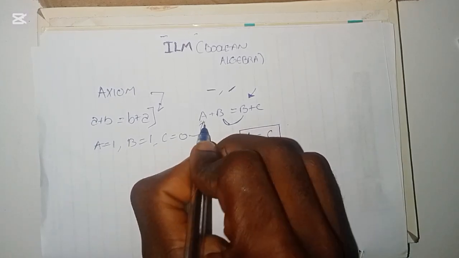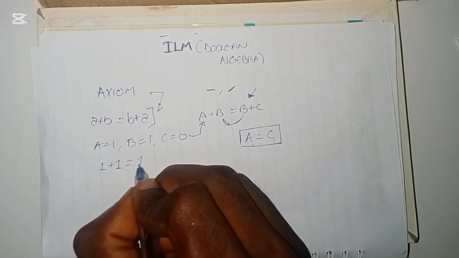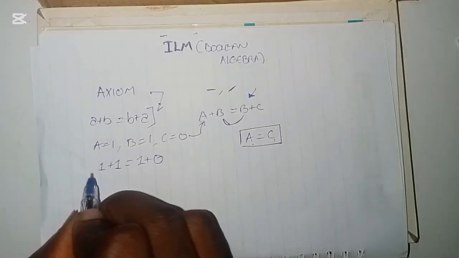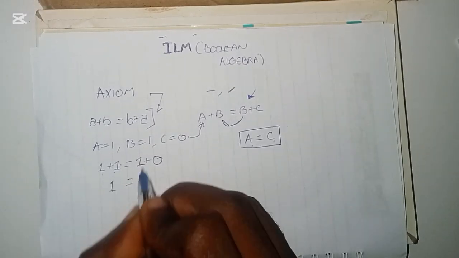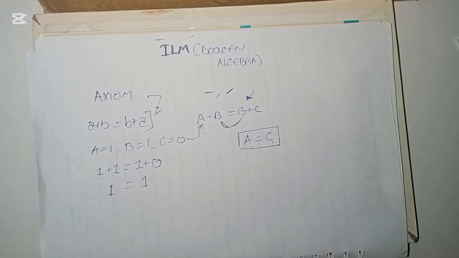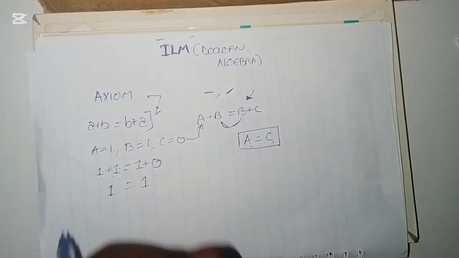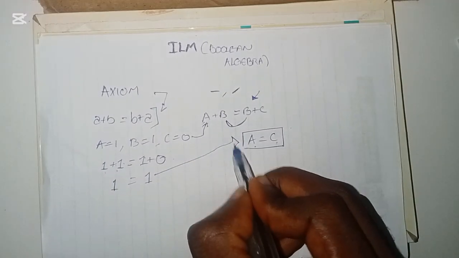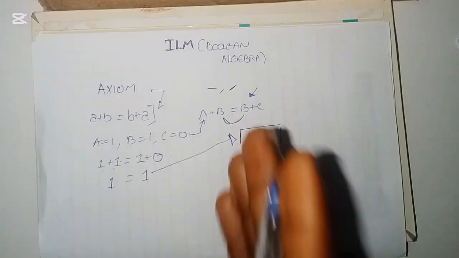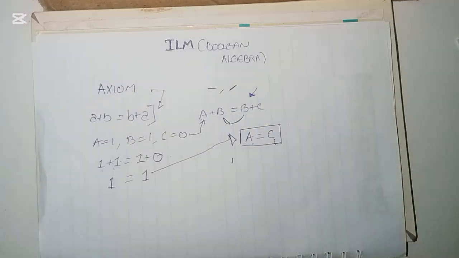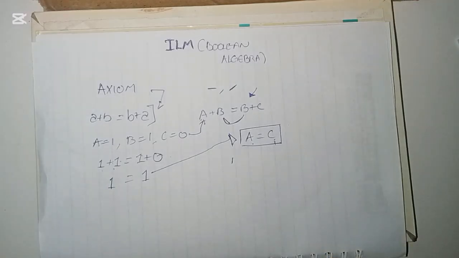Putting this into the equation, 1 plus 1 equals 1 plus 0. And you know, in Boolean algebra, 1 plus 1 is 1, because true plus true is true, and true plus false is also true, since one of the inputs is true. So a does not necessarily need to equal c for this equation to be true. Now you know that it is kind of different. It is not necessarily the same thing.